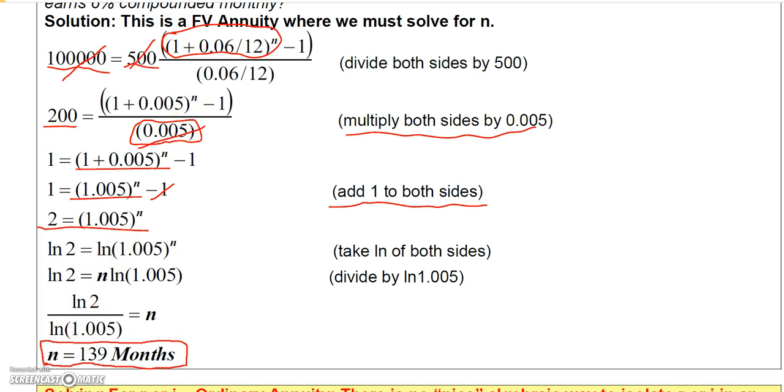So remember, it should be less than 200, and of course it is less than 200. So n is equal to 139 months.